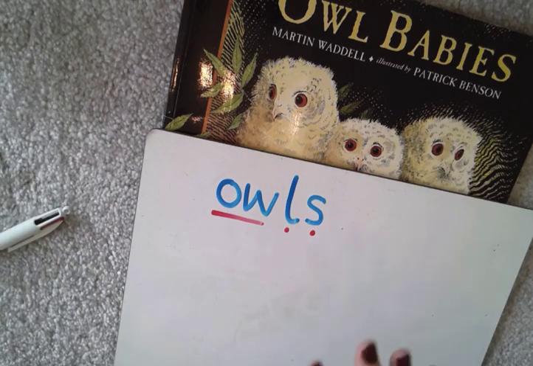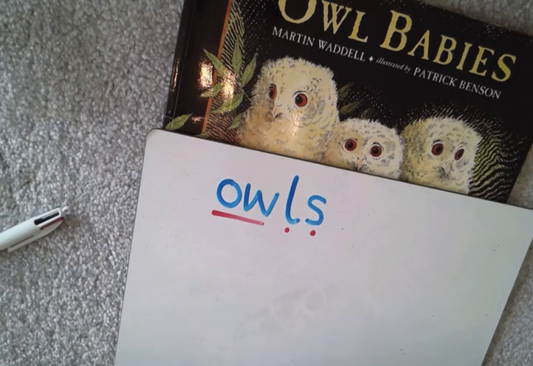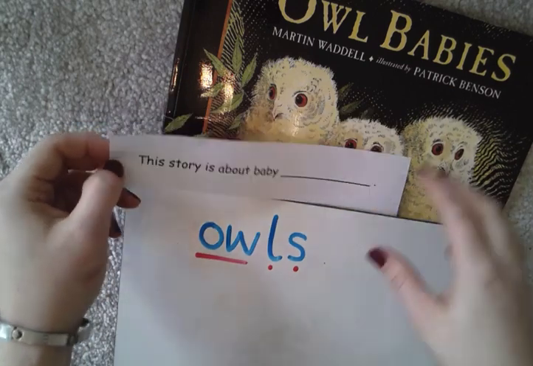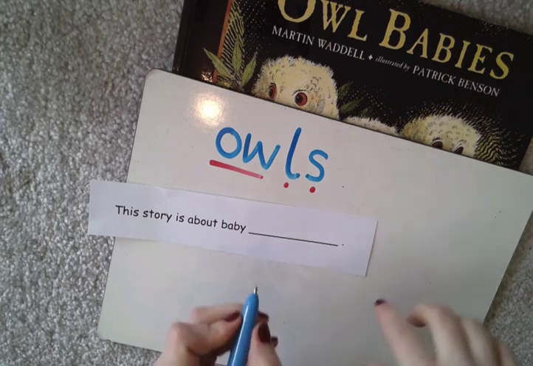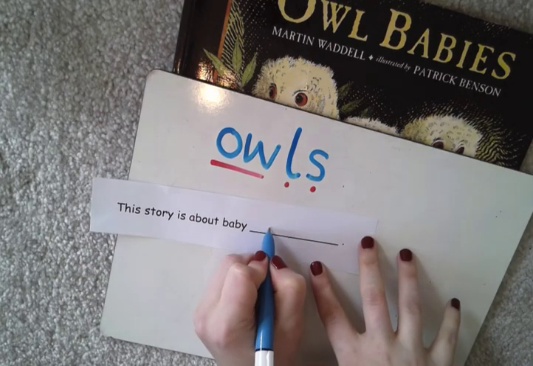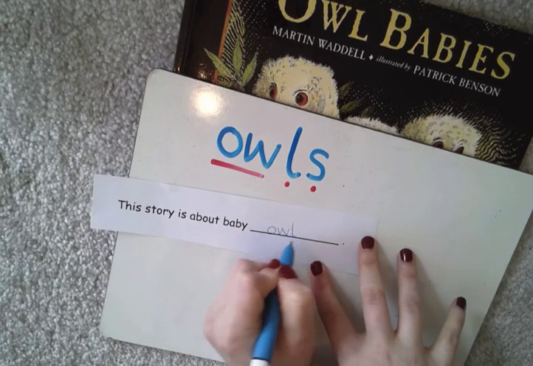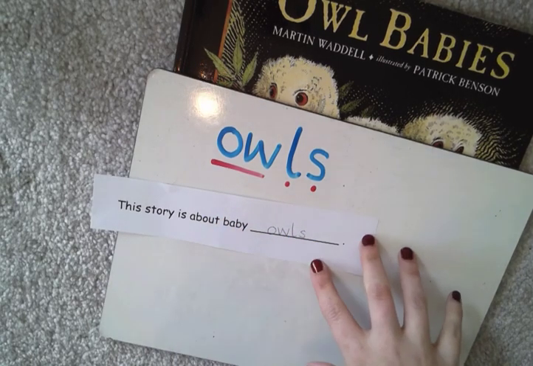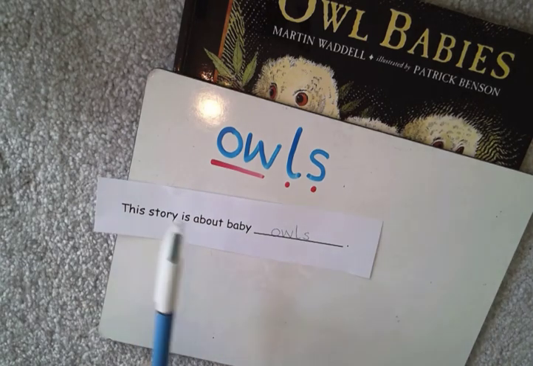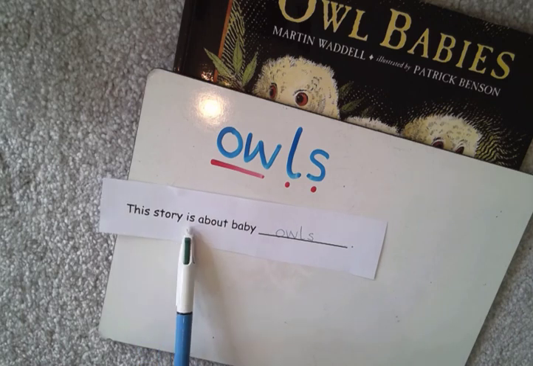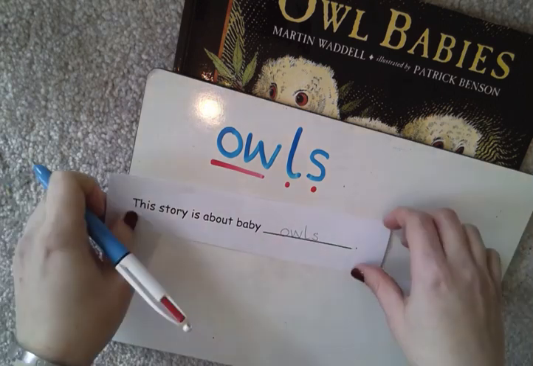You could grab a scrap piece of paper and you could practice sounding out and writing the right letters for your word before you write it into your sentence if you want to, just so you can really get that sounding out done. Then I'm going to get my pencil and I'll write it to finish that sentence. Owl, ooh, s. Then, like we always do at school, I'm going to reread it to check that it makes sense. This story is about baby owls. I'm happy with that. So that's the first one done.